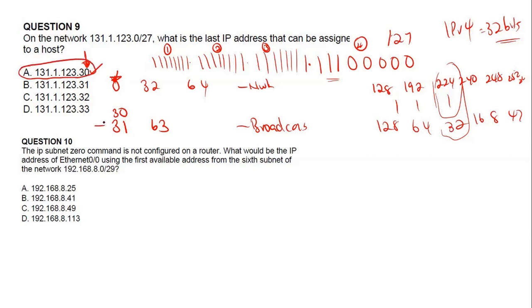It can't be 31. 31 is a broadcast. It can't be 32. That's another network. It can't be 33. That's another network. So your answer for question 9 would be A.